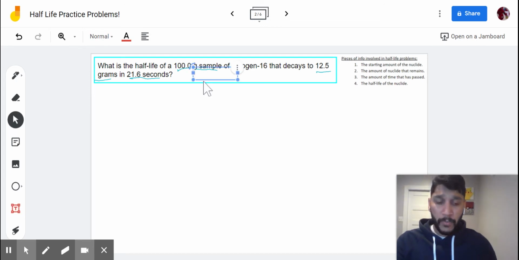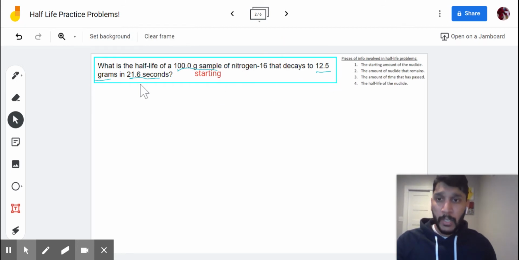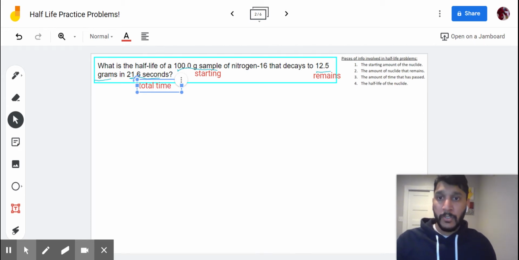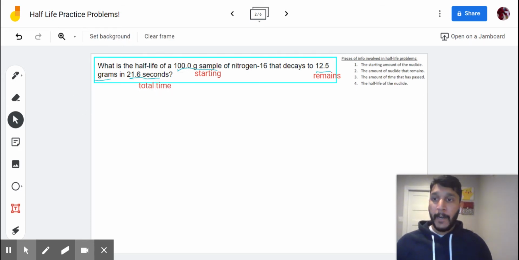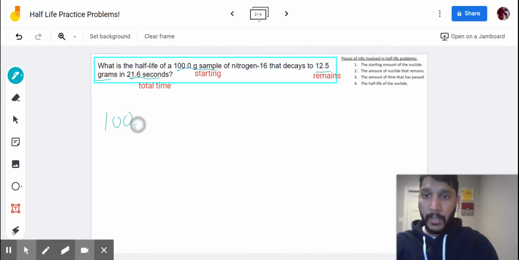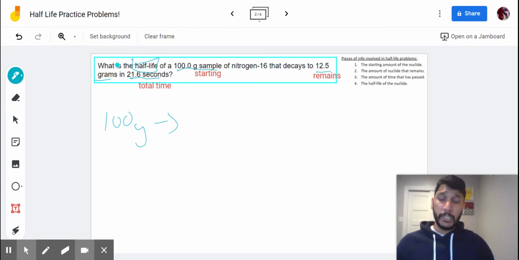So this first number is our starting number, the starting amount. The 12.5 is what remains. And then this all happens in 21.6 seconds, so that's the time that has passed. We are starting with 100 grams, and let's go ahead and box what we're looking for. We're trying to figure out the half-life for nitrogen-16.